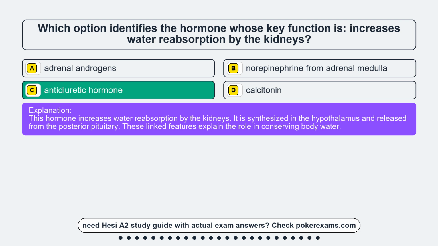This hormone increases water reabsorption by the kidneys. It is synthesized in the hypothalamus and released from the posterior pituitary. These linked features explain the role in conserving body water.